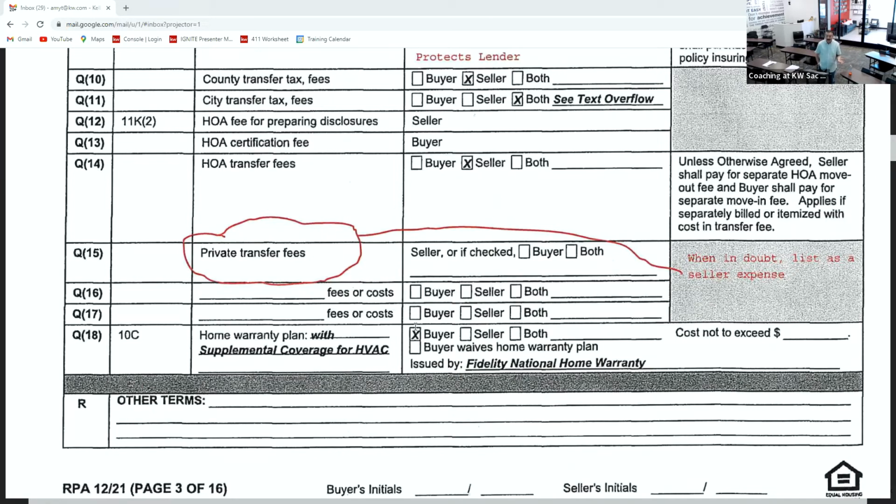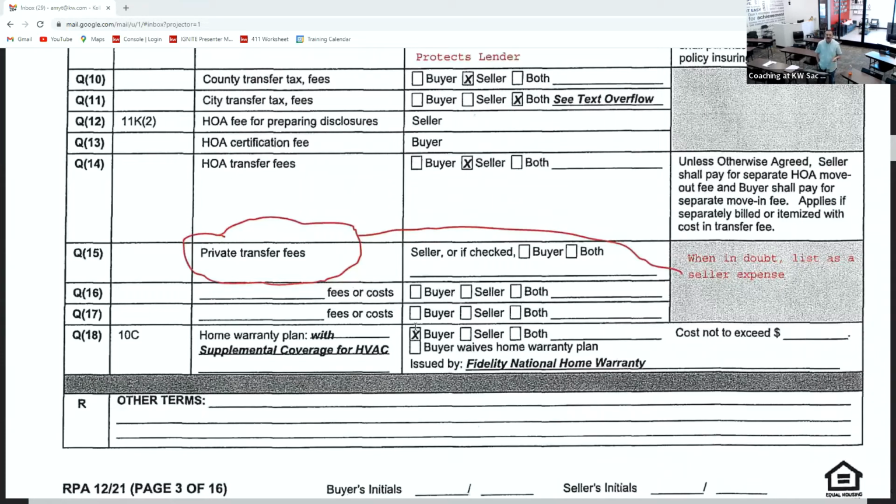If you know you've got a lot of competition and you're one of many offers being submitted, you're trying to sweeten up your offer, well, maybe then you offer that the buyer will pay it. That's going to make a difference in whether your buyer gets the deal or not. But anyway, that's what a private transfer fee is.